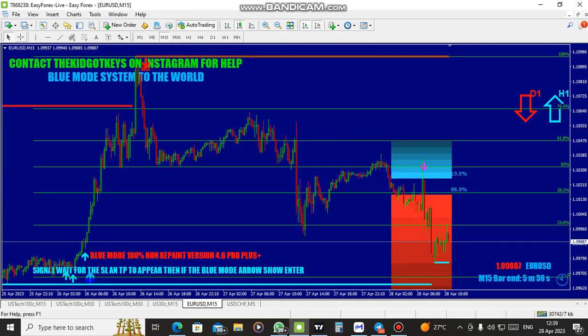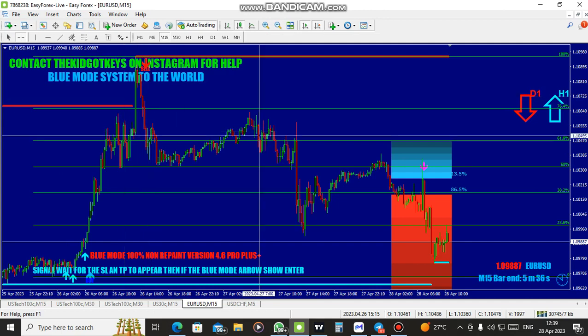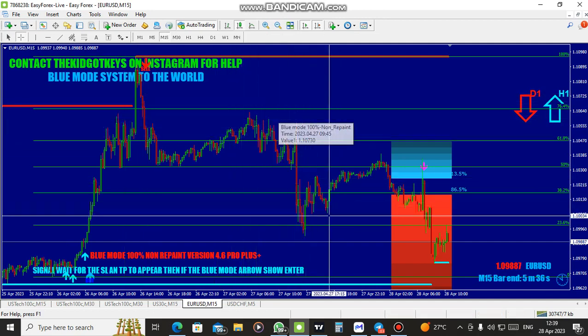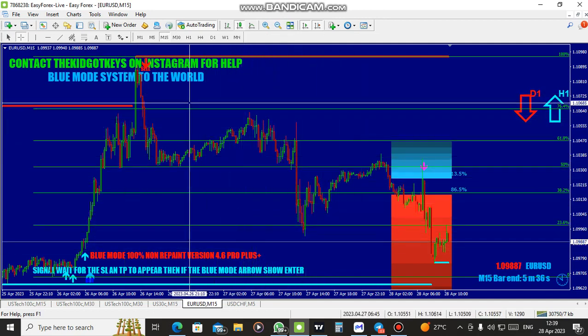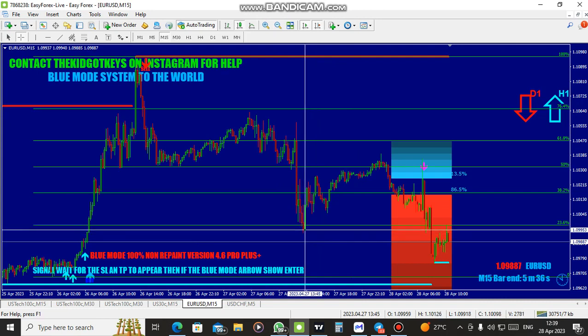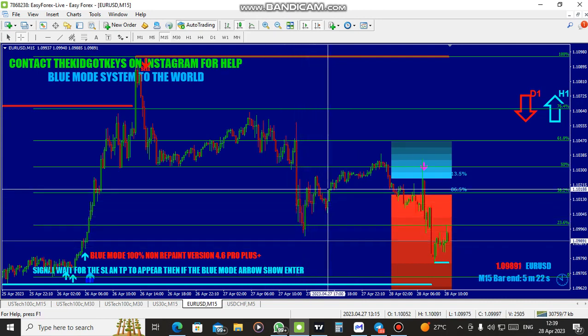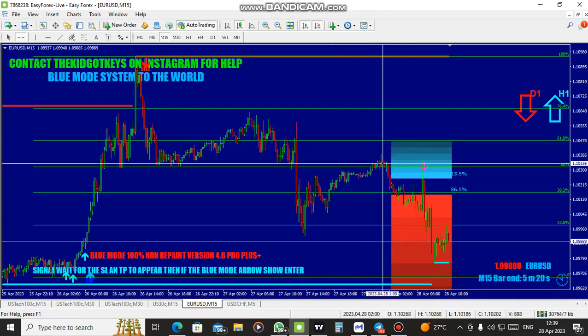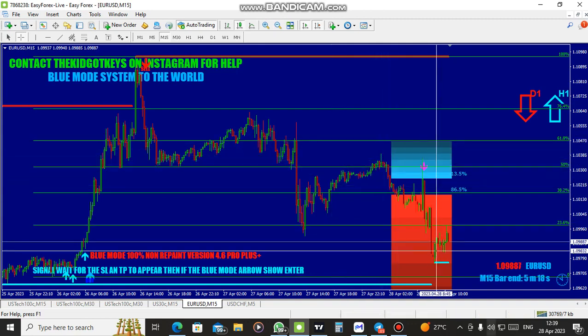And if you did miss this sell signal, the system gave you another signal. Check, the price dropped and then it went to 23%. After it touched our 23%, it went back to 50% level to retest, and then it dropped again.